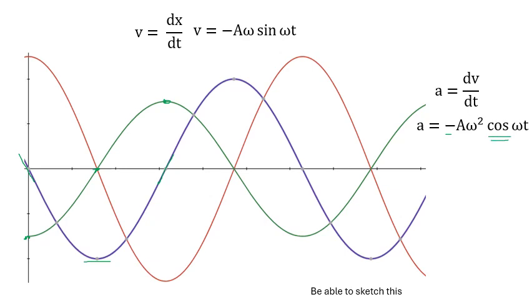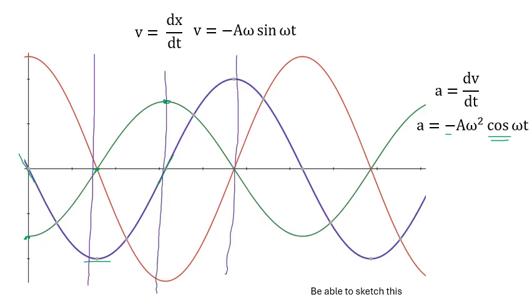Be able to sketch this. If you've got it in an exam, then draw your axes, do some construction lines, and remember x is a cosine, velocity is a negative sine, and acceleration is a negative cosine. You should be able to sketch this. I know it looks like a nightmare, but have a couple of goes at it, you'll get used to it.